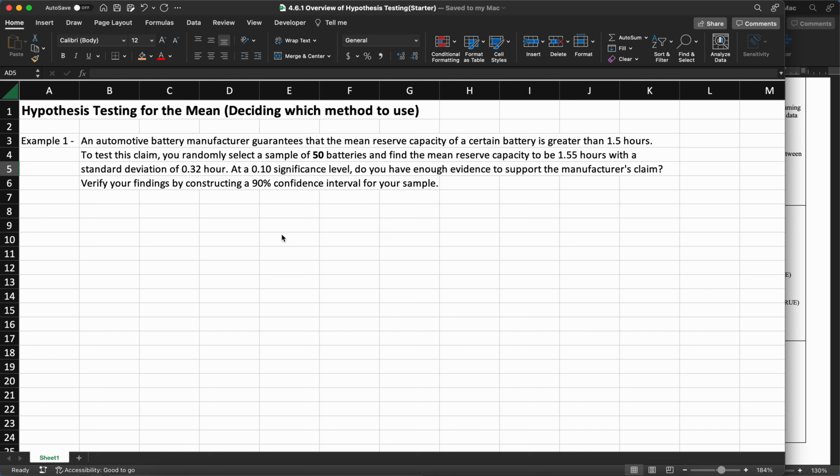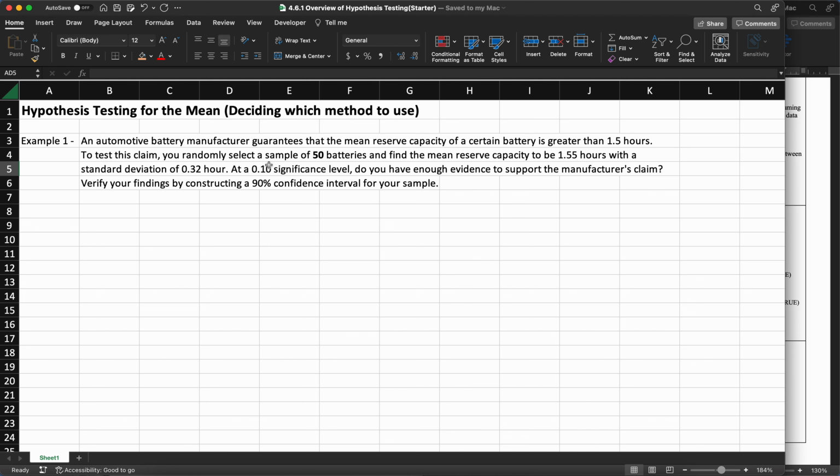We have an automotive battery manufacturer guarantees that the mean reserve capacity of a certain battery is greater than 1.5 hours. To test this claim, you randomly select a sample of 50 batteries and find the mean reserve capacity to be 1.55 hours with a standard deviation of 0.32 hour. At a 0.10 significance level, do we have enough evidence to support the manufacturer's claim? So let's just start with that part, and then we're going to verify by constructing a confidence interval. Notice the confidence interval matches up with the significance level.